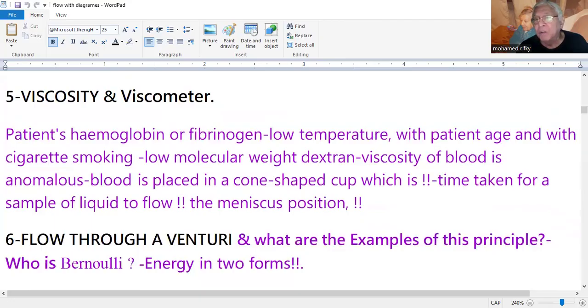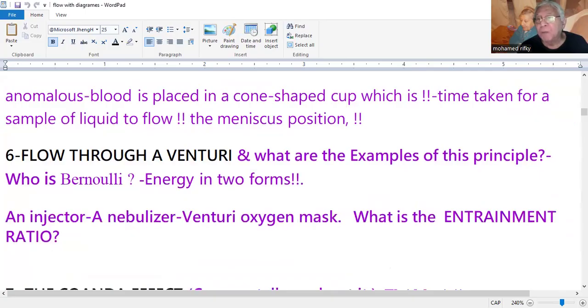Viscosity is the resistance to flow. And we have, of course, hemoglobin or fibrinogen. As you said, I will ask you, what makes it increase? Of course, you will tell me, as you can see, the age, smoking and low temperature. And how can we decrease it? Of course, we can decrease it with low molecular weight dextran. And then after that, we'll come to the flow of Venturi.